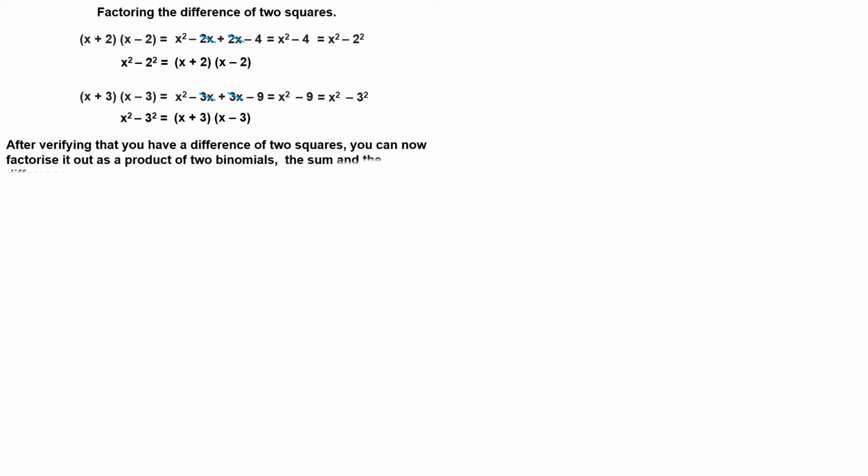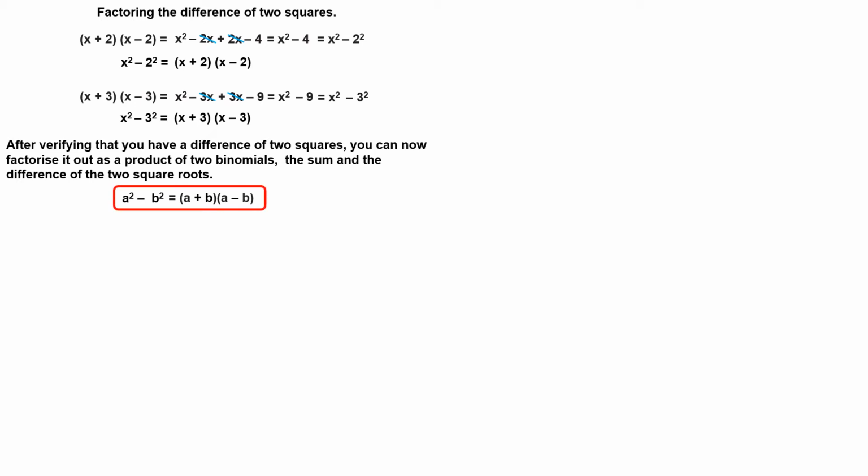Therefore, whenever you have a binomial with each term being squared and the subtraction as the middle sign, you are guaranteed to have the case of difference of two squares. After verifying that you have a difference of two squares, you can now factorize it out as a product of two binomials, the sum and the difference of the two square roots. You need to know this formula by heart.